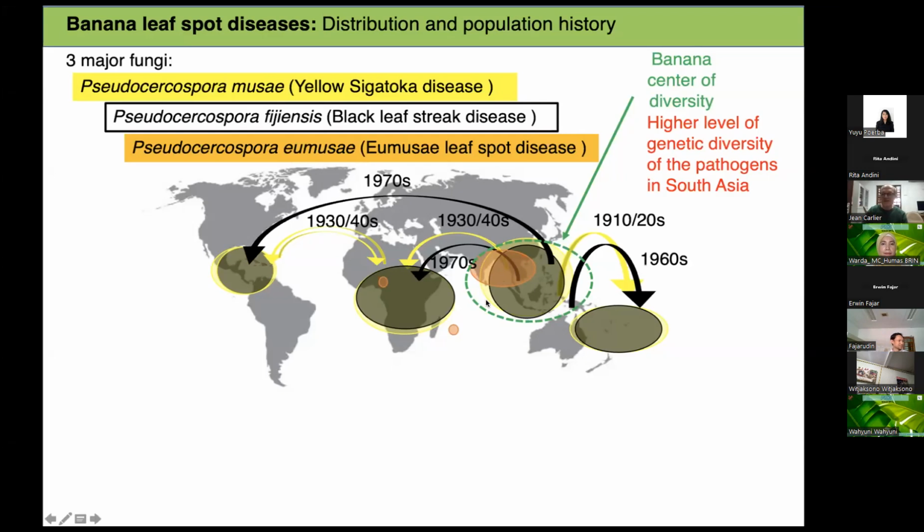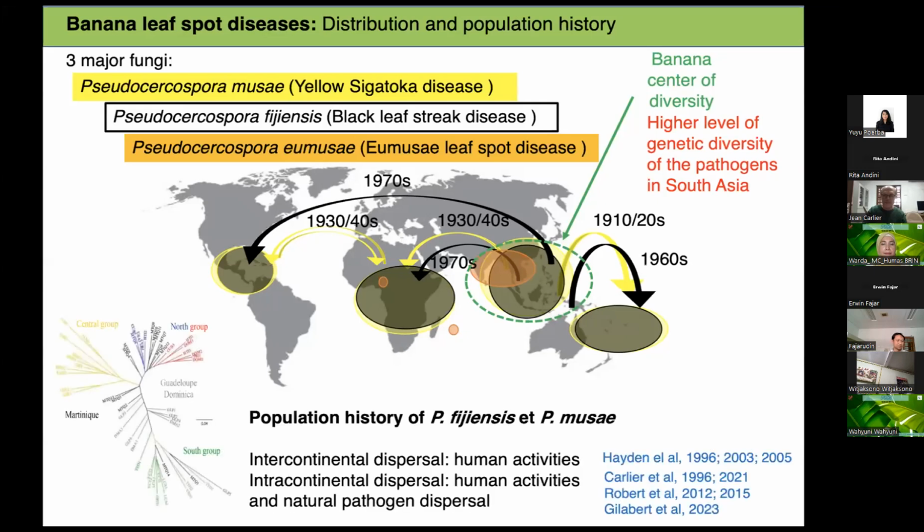So the 3 species originated in Southeast Asia, but the distribution of the 3 species in these regions is not well known. The population history of fijiensis and musae has been extensively studied, and from this study we showed that the intercontinental dispersal was mainly due to human activities, and the intracontinental dispersal was due mainly to natural pathogen dispersal, and in some cases to human activities.